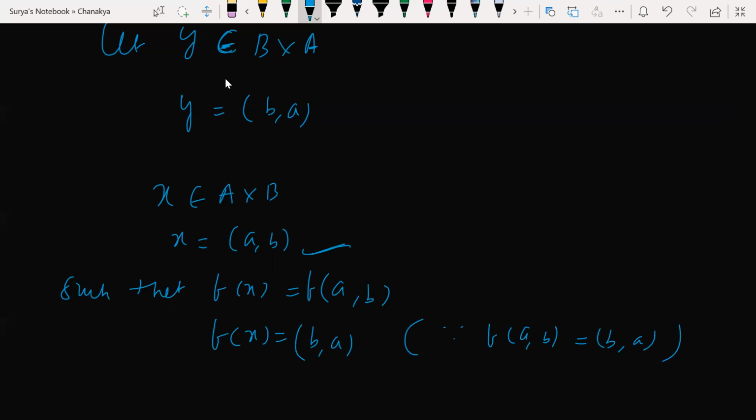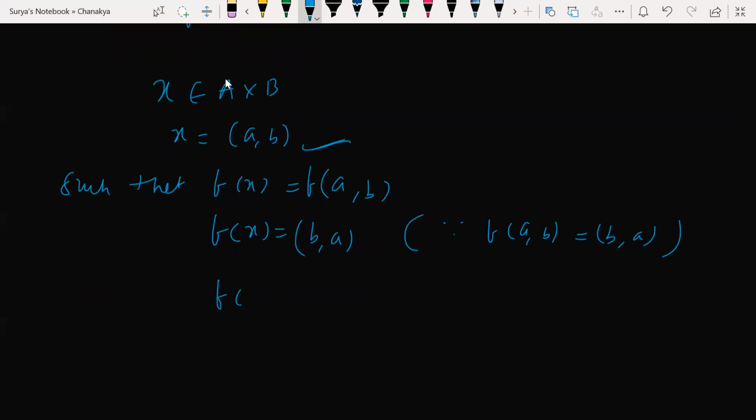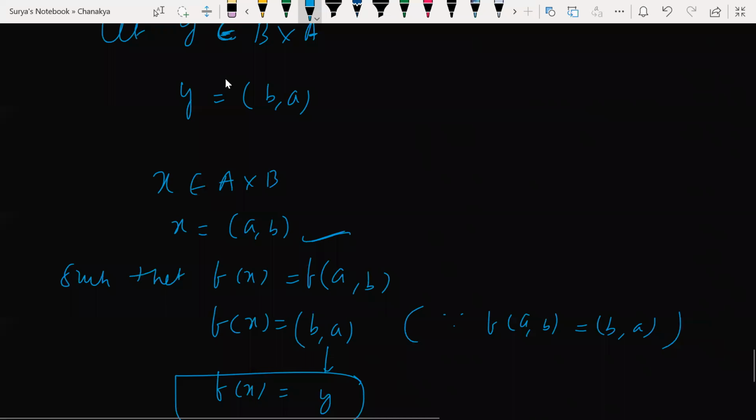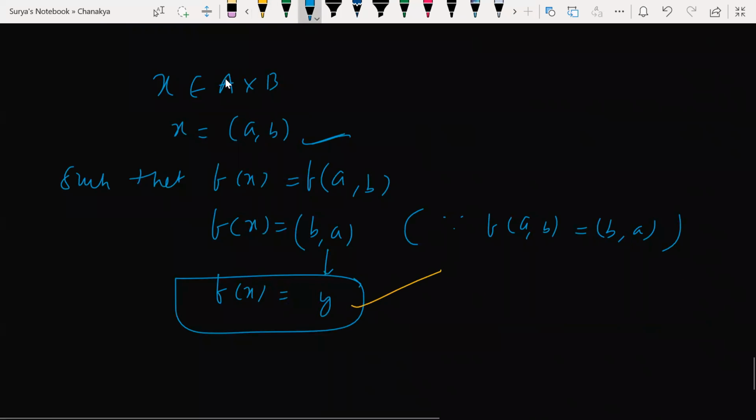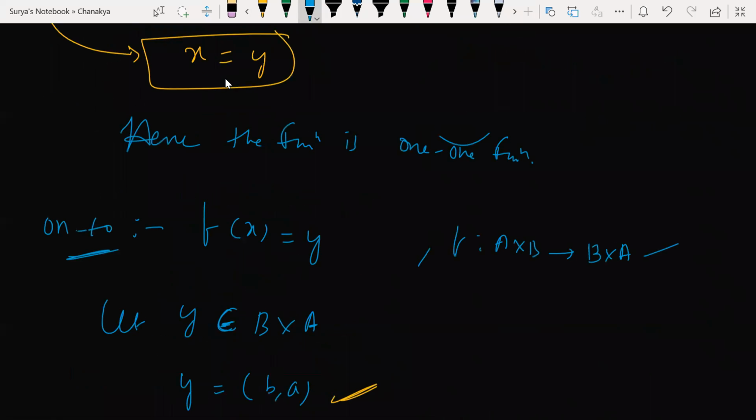Now f of x is equal to what? Y or not? Check. Yes, I took y. Y is equal to b comma a, so that is what I got here. So f of x is equal to y. I'm able to prove it like that. Hence, it is onto. We proved it is onto as well as one-one. So it is a bijective function.